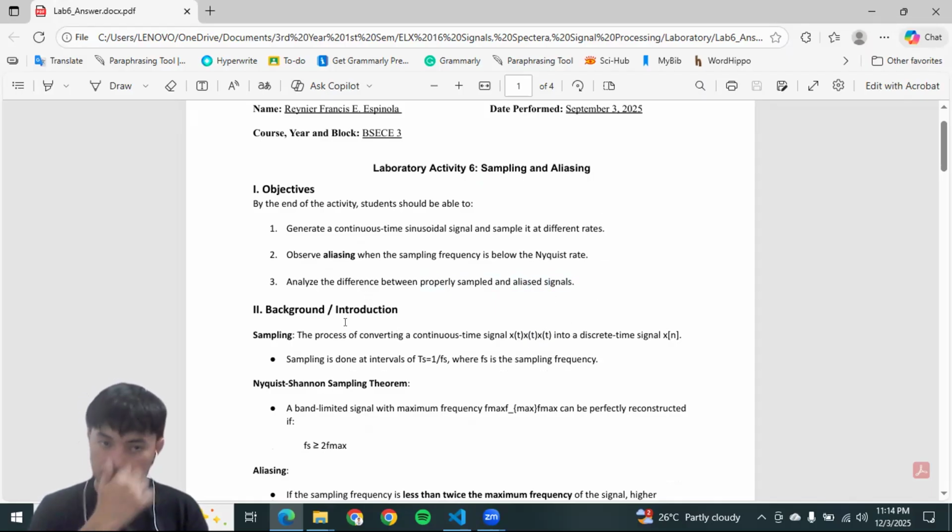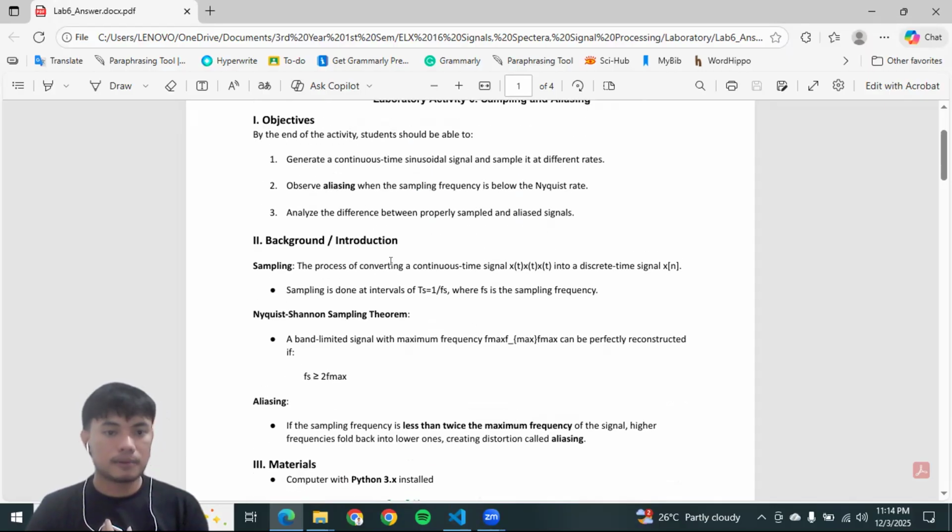A little background. Sampling is the process of converting a continuous time signal x of t into a discrete time signal x of n. Sampling is done at intervals of 1 over Fs, where Fs is the sampling frequency.